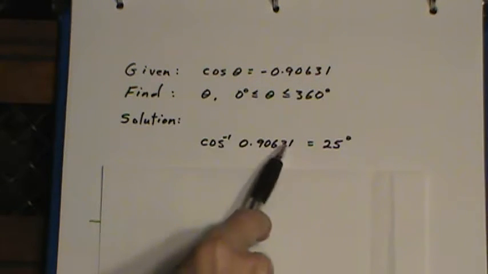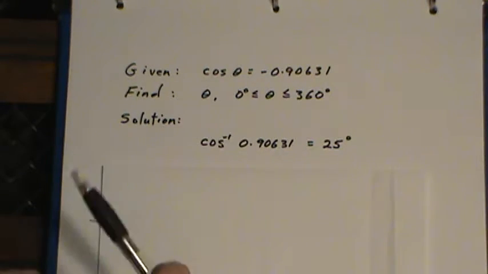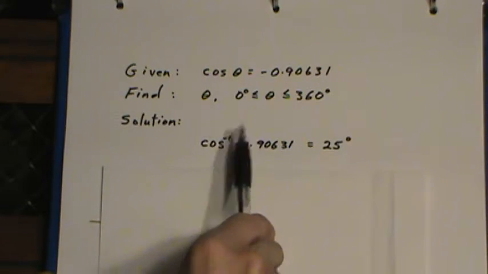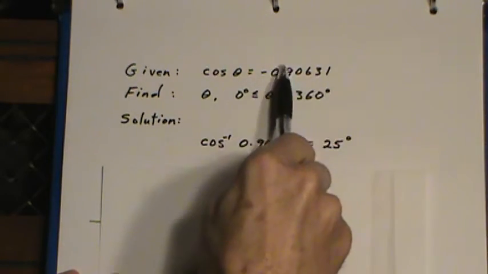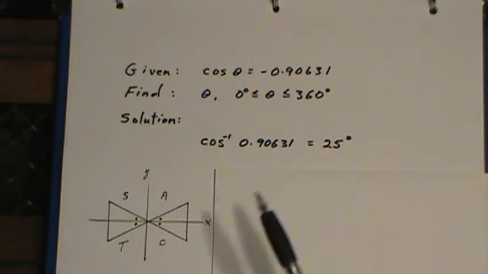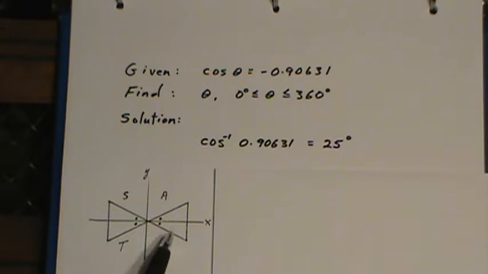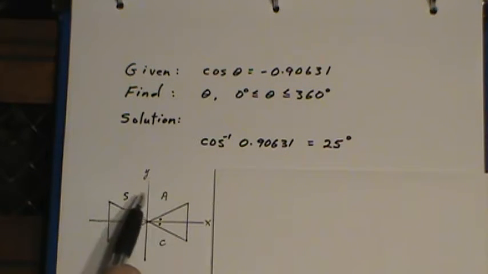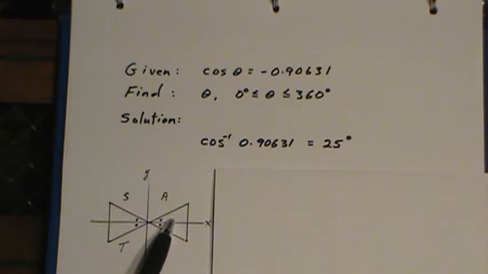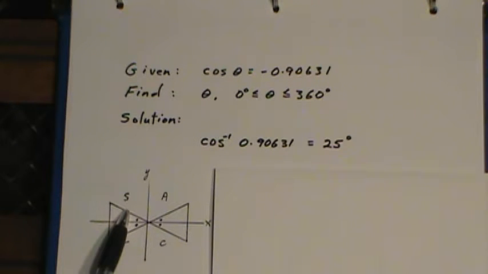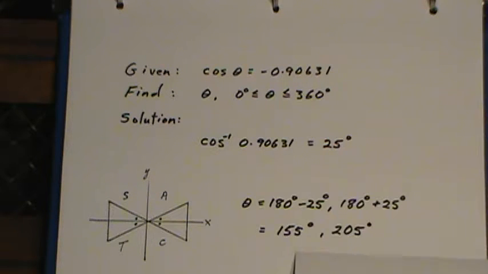Now, this time we've been given a cosine which is negative. When I find the inverse, I don't bother with the negative, and the reason for that is if I take the cosine inverse of the positive decimal, I'll get the angle, once again, in the bow tie. Now I look at the negative and say, okay, if the cos is negative, I'm not in this quadrant and I'm not in this quadrant, so I must be here or here. So my answers are 180 minus 25 or 180 plus 25. And that gives me my two possible answers.